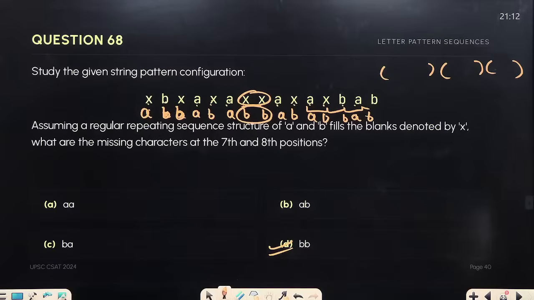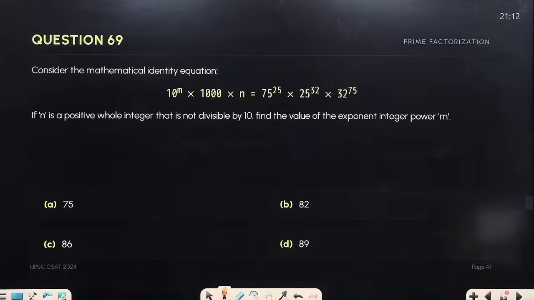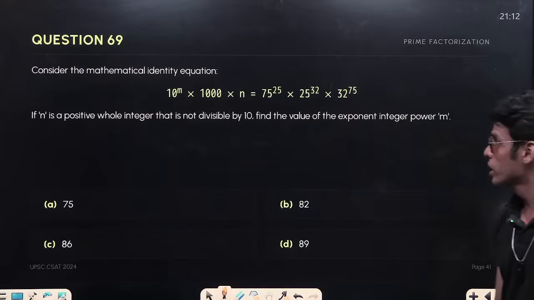Everybody would have got it, right? Now, moving on to the 41st problem.